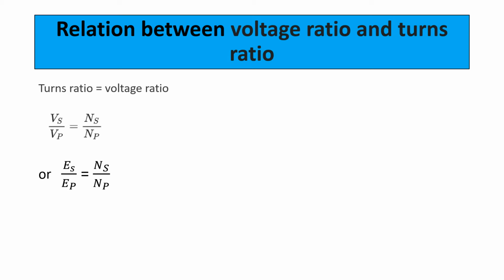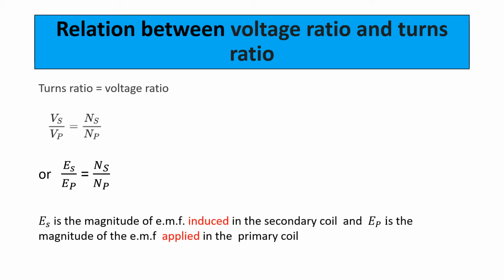Instead of V, you can use the letter E also, Es by Ep. Es represents the magnitude of EMF or voltage induced in the secondary coil, and Ep is the magnitude of the EMF applied in the primary coil. We know in a transformer we apply the voltage in the primary coil, and due to mutual induction a secondary voltage is induced in the secondary coil.